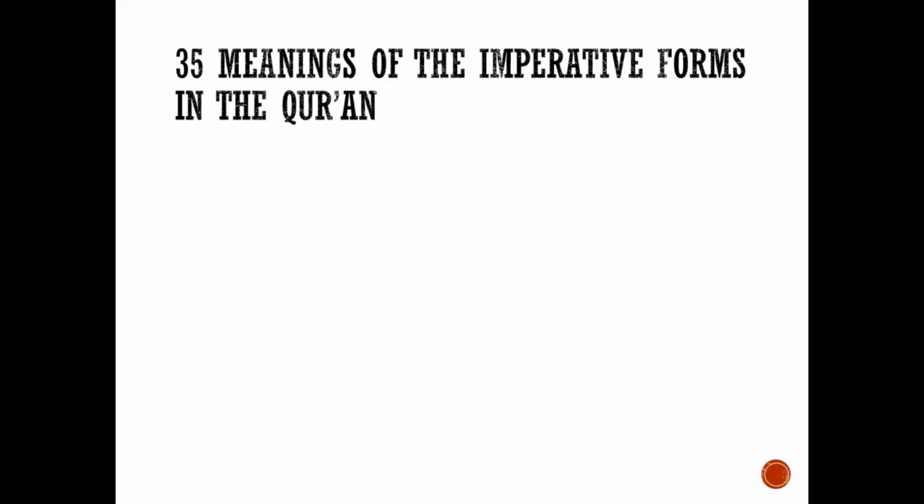Actually, we have 35 meanings of the imperative forms in the Quran, and one can find these 35 meanings in شرح الكوكب المنير by Abu al-Baqa al-Futuhi. He counted 35 different aspects of imperative forms in the Quran. You can find the imperative form for obligation, الوجوب, وأقيموا الصلاة وآتوا الزكاة. For example, perform prayer and give zakah. Permissibility, الإباحة, like the verse we have just talked about, وإذا حللتم فاصطادوا.